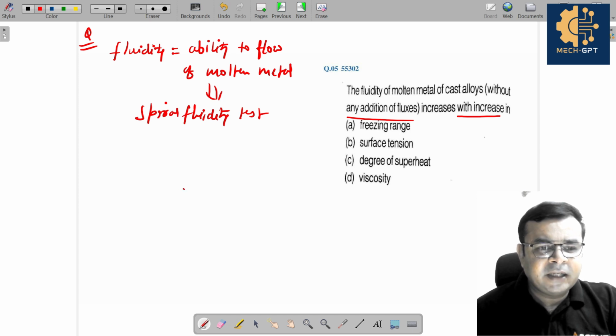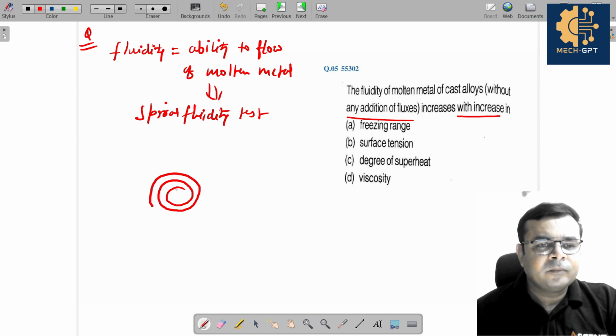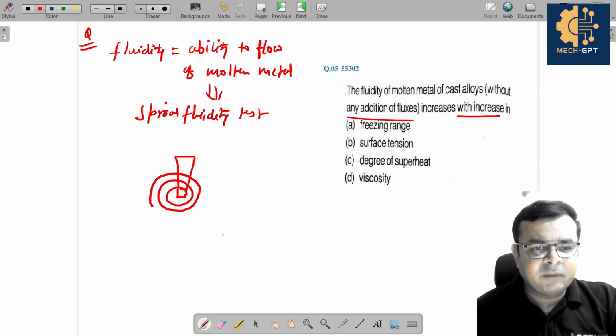So in this we have a pattern like this. Correct? And with the help of this pattern, and this is the sprue, so this is our pattern. With the help of this pattern, first we make a mold cavity, like this. Yes or no?